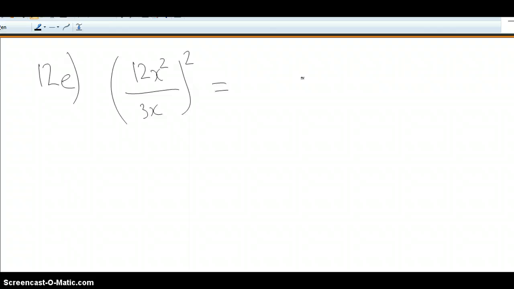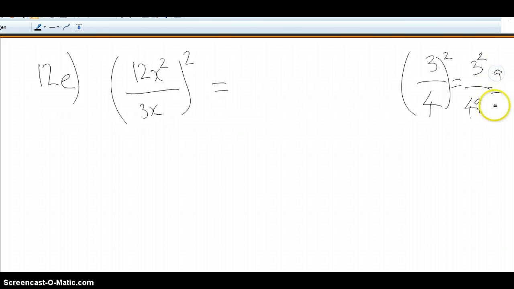I just want to show you something also as an aside. If you have, say, 3/4 squared like this, that can be written as 3 squared over 4 squared, or 9 over, what did I do there? 4 squared is 16, right? Yeah, it should be 9 over 16. I don't know how I did that. Notice that the square can work on the top line and then the bottom line. It's no different in algebra.